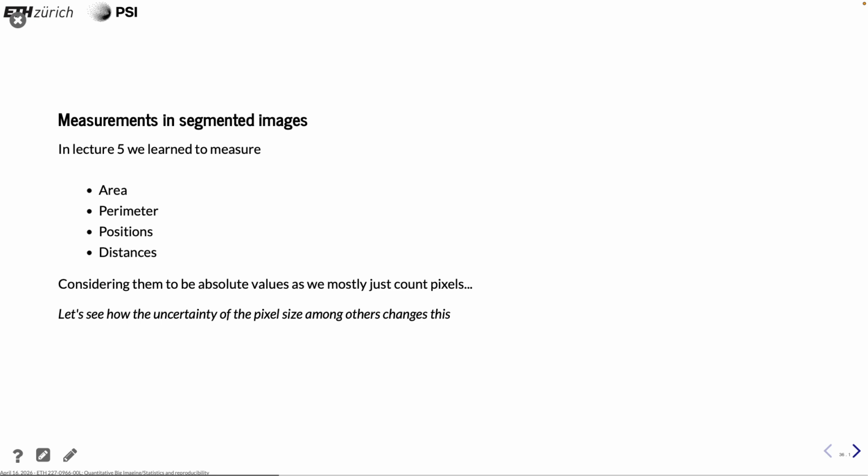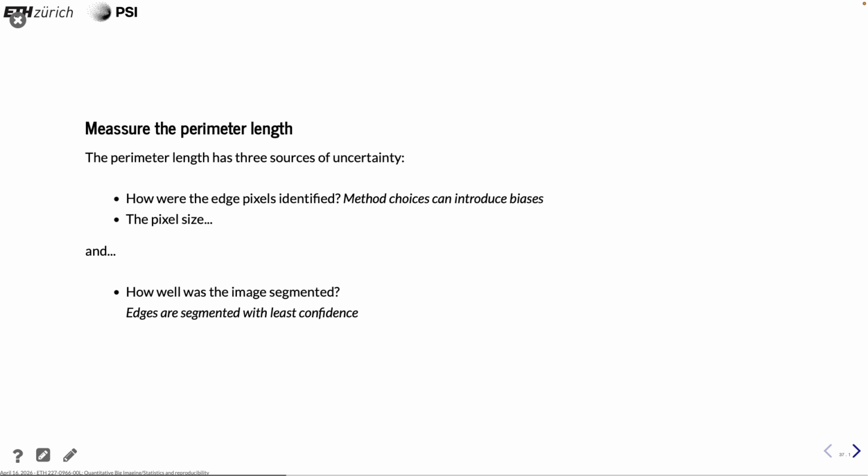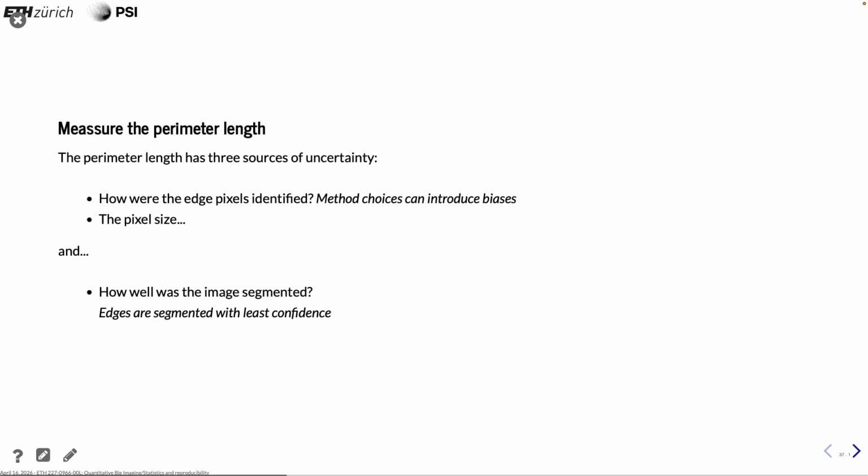If we do measurements in segmented images, we saw in lecture 5 that we could measure area, perimeter, positions, distances, etc. But these were then considered only as absolute values from counting pixels. So let's see how the pixel size uncertainty affects these measurements. The first thing is the perimeter length. We have different sources of uncertainty. First of all, how were the edge pixels identified to compute the perimeter?